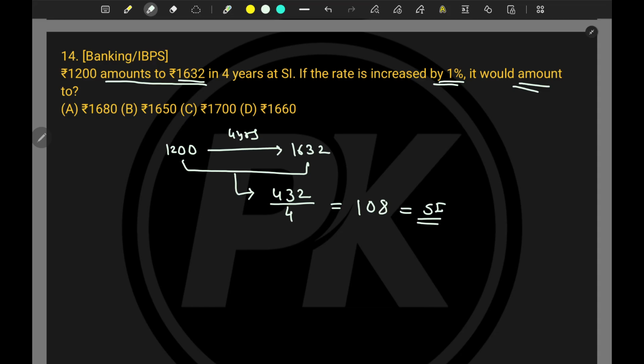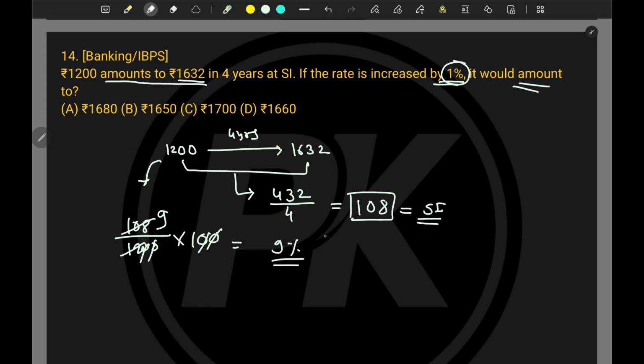But now just think: how much was the interest rate earlier, because we have to increase it by 1%. So the simple interest is 108. The total amount given was 1200 into 100. Just do this calculation and you will come to know what the earlier rate of interest was. These two zeros got cancelled. So 4 nines are 36, 4 twelves are 108... so that becomes 9%. So this is the rate of interest earlier.